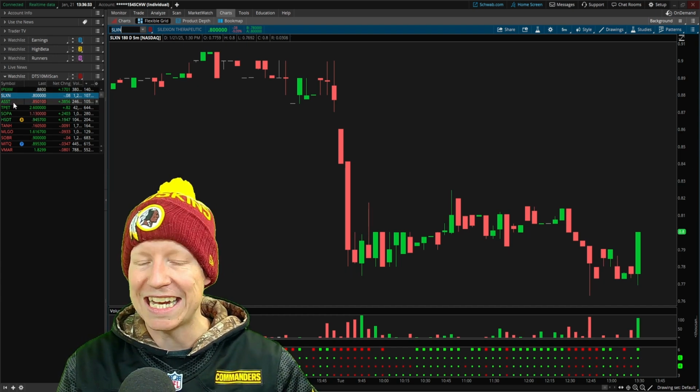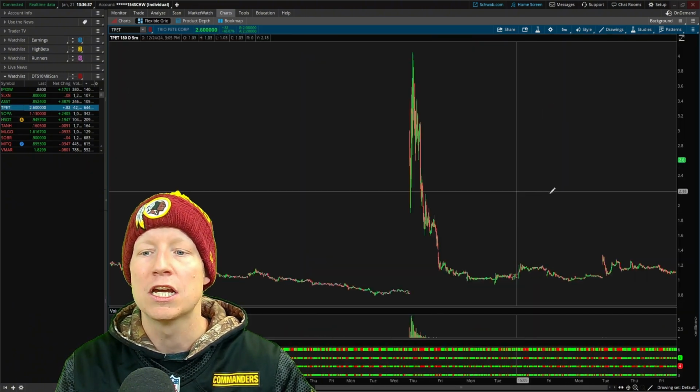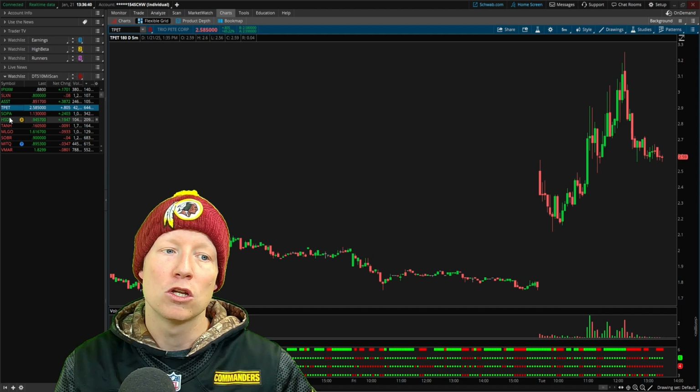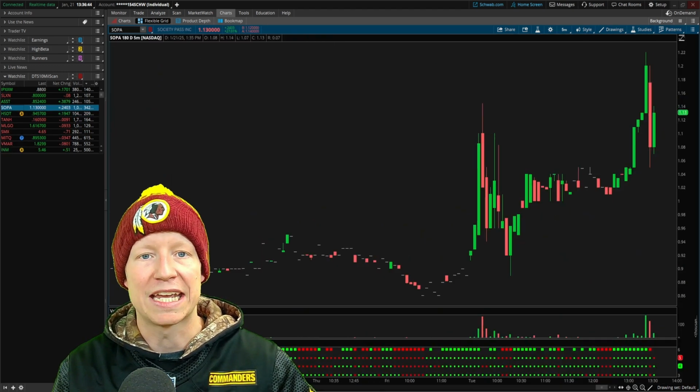Anyway, you can see now as we click through these stocks, we are seeing the stocks that are currently trading the most volume to the upside on their current green 5-minute candles.